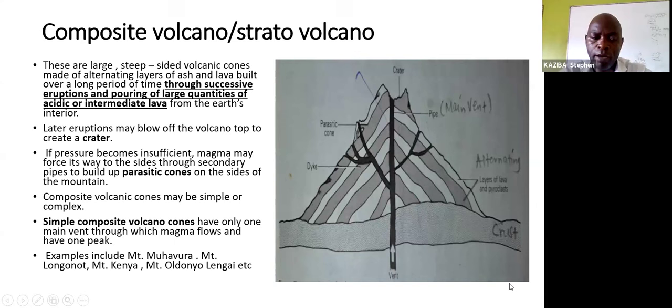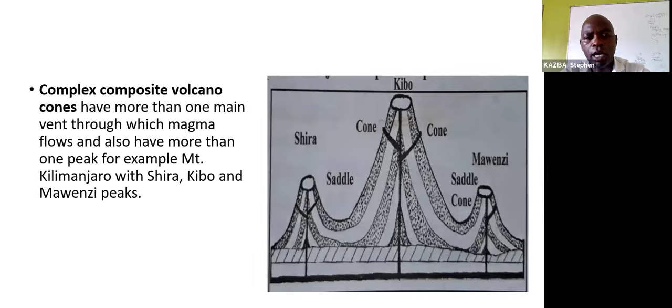So don't just run away from the landform. Each landform carries marks. So don't just define and go. You identify the composite volcano, describe, explain how it was formed, account for the formation of a volcano on top, talk about the parasitic cones, then give us examples, then you get the marks. Now we have two types of composite volcanoes. We have a simple volcano with a single vent, and then a composite volcano with more than one vent. So you can talk about that.